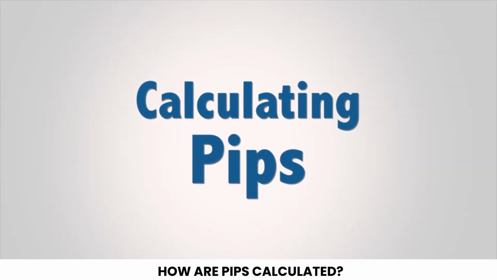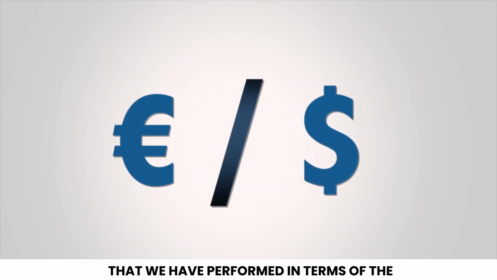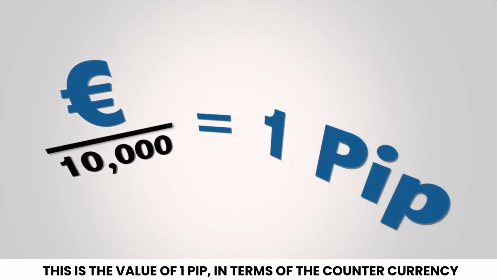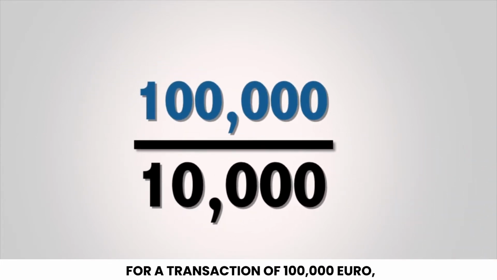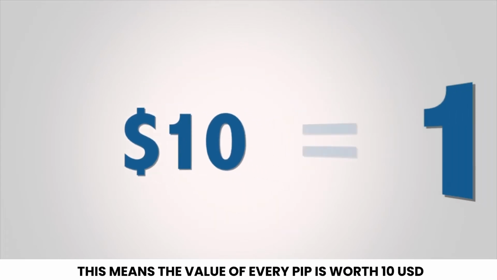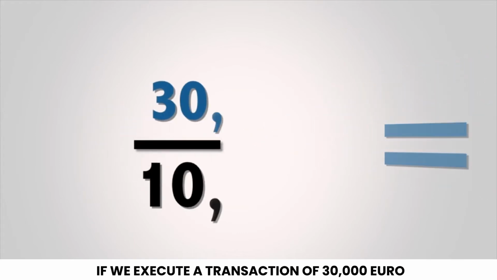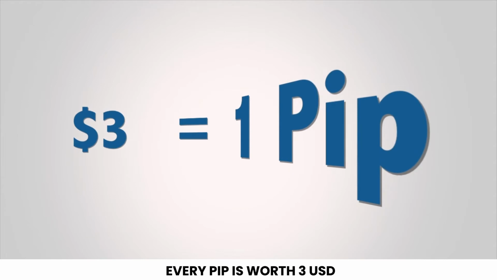How are pips calculated? We take the amount of the transaction that we have performed in terms of the base currency and divide by 10,000. This is the value of 1 pip in terms of the counter currency. For example, for a transaction of 100,000 euros, we divide by 10,000 and we get 10. This means that the value of every pip is $10. If we execute a transaction of 30,000 euros, every pip is worth $3.